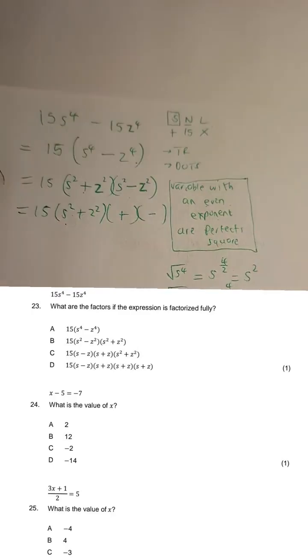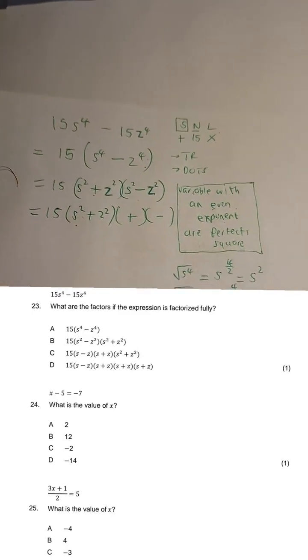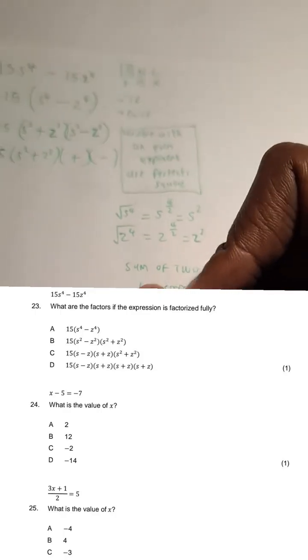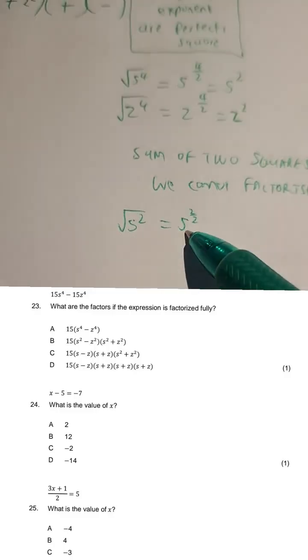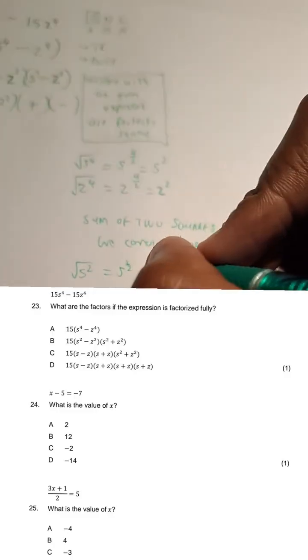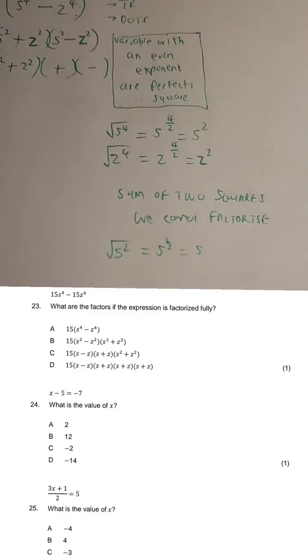Plus minus for a difference of two squares. Then what is the square root of s squared? That's like saying the square root of s squared is s to the power 2 over 2. That gives us s to the power 1.